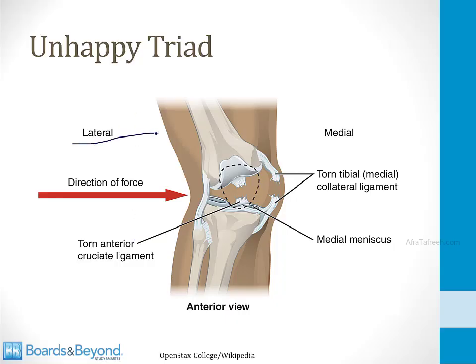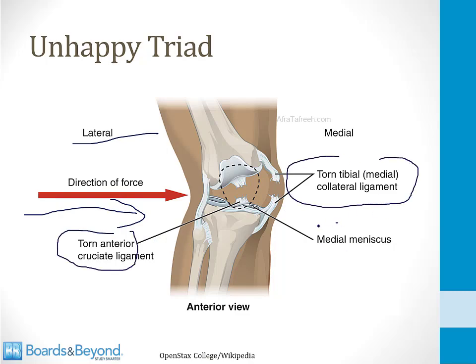So this is the outside of the knee, the lateral side of the body. A force comes in this way. You can just imagine a football player tackling a person. It pushes the knee towards midline. What that's going to do is tear the ACL, tear the MCL, and it will also tear the medial meniscus. Although, as I said before, the lateral meniscus is also often injured.